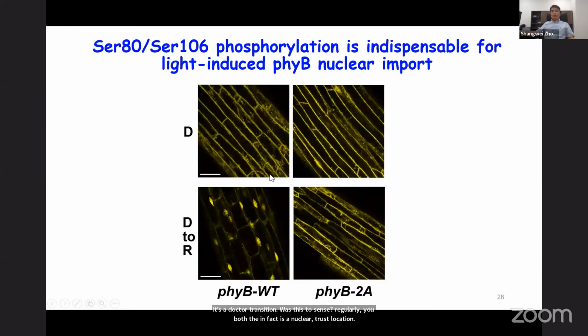So we use transgenic analysis. We find that when dark-grown seedlings are exposed to red light, the wild-type PhyB protein will be rapidly translocated into the nucleus. However, for the 2A mutant, with the two phosphorylation sites defective, the translocation is abolished. So the two-site phosphorylation is indispensable for light-induced PhyB nuclear import.